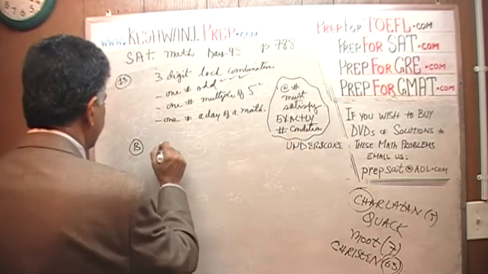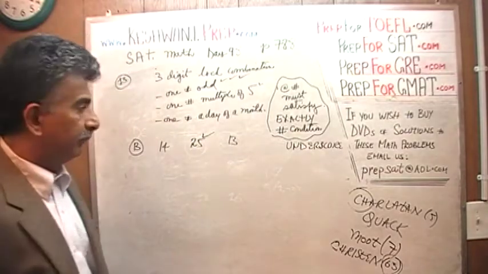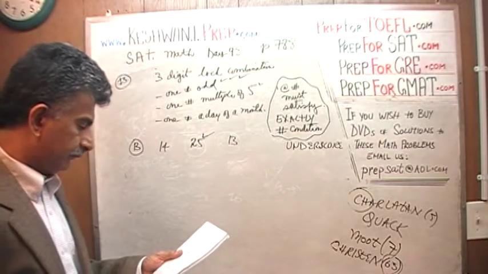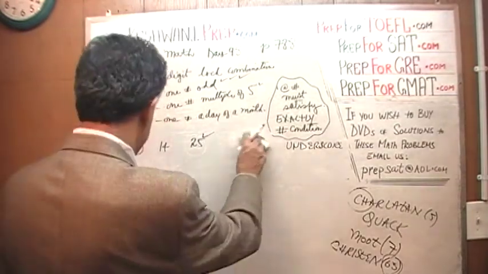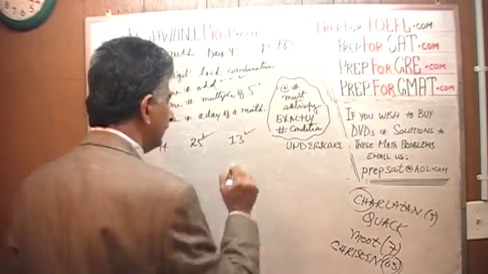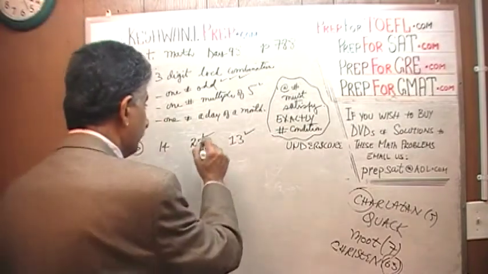14, 25 and 13. Well, we have our odd number. Again, if we count 25 as the odd number... Oh, actually, why don't we count 13 as the odd number? But then, if we count 13 as the odd number, why not 25?